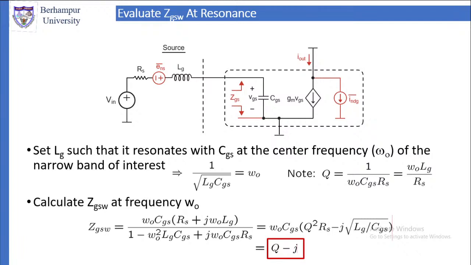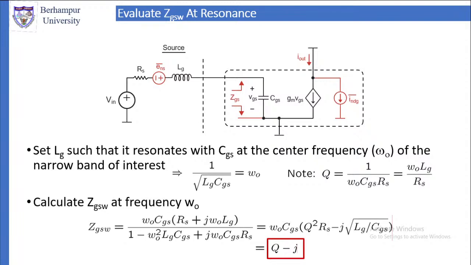Q is equal to 1 by omega 0 times CGS times RS, or that is omega 0 LG by RS. These are the normal expressions for Q. Now calculate Z GSW at omega 0. So in the expression for Z GSW, put omega 0. Then that will be equal to omega 0 CGS times Q square RS minus J root of LG by CGS. That will be equal to Q minus J.